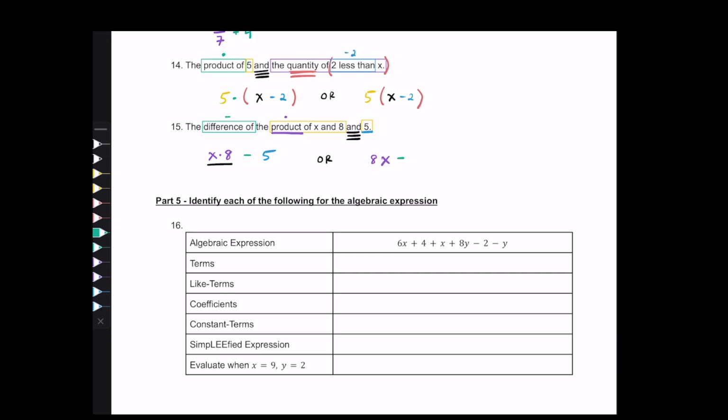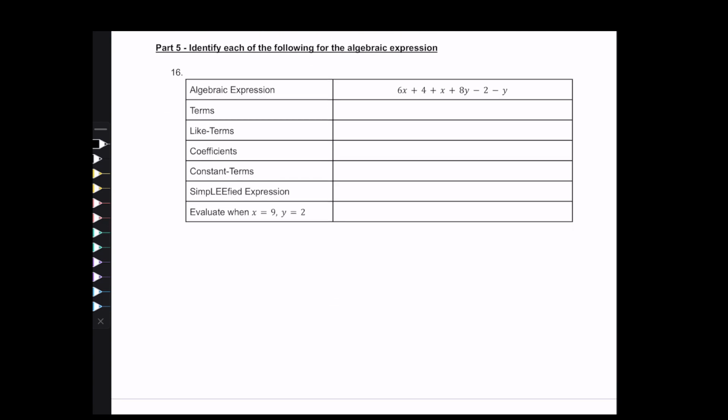And then, again, we're taking the difference of that and 5. So we have a product on the left of 8 times x, 8x. And then we have 5, and we're taking the difference between those two terms. Okay, so the best one you want is going to be this one for number 14. This would get full credit in terms of how you should write it as best and simplest as possible. And then for number 15, this is the best way to write this one. Okay, let's go on to part 5 here.